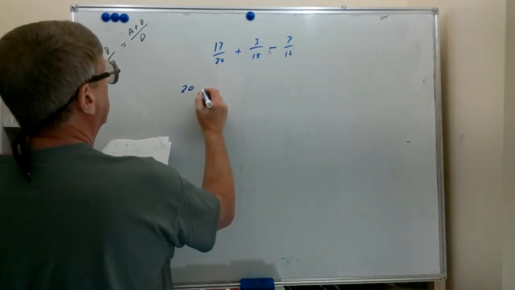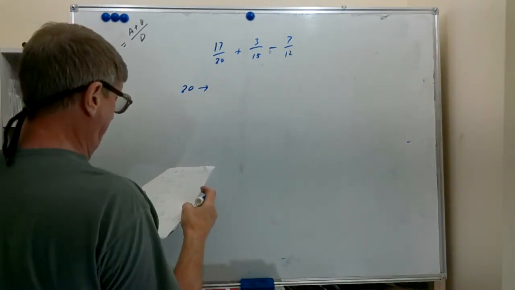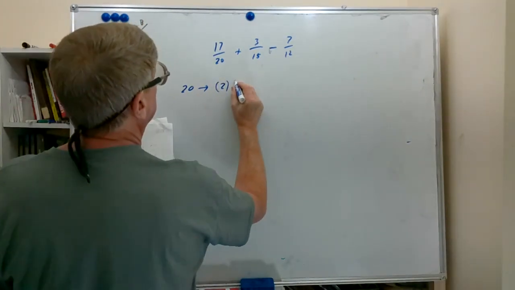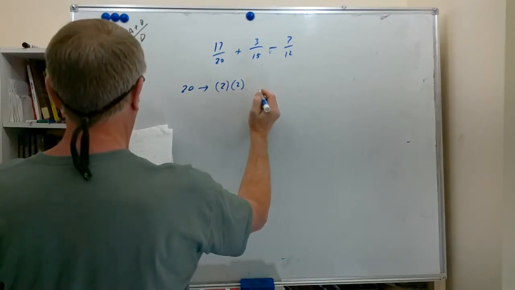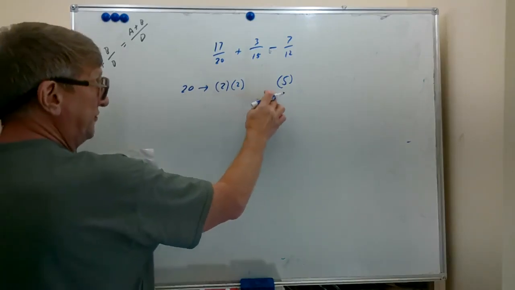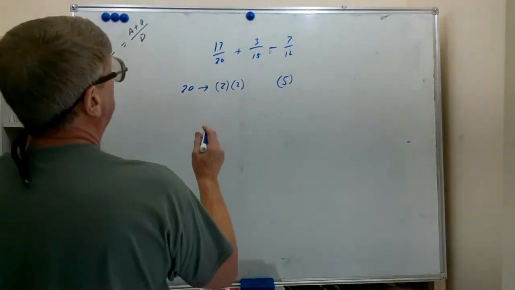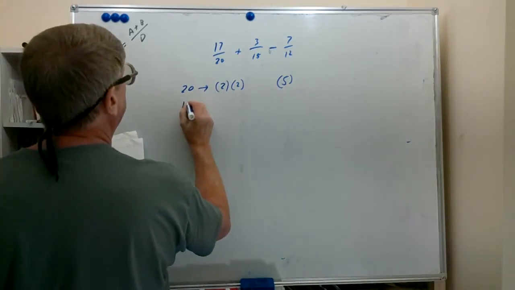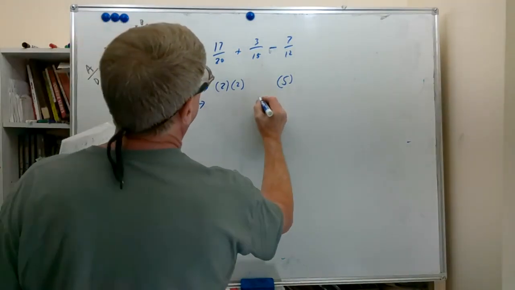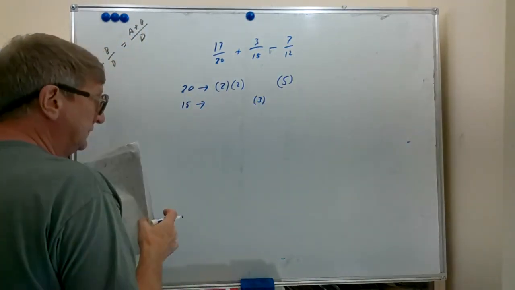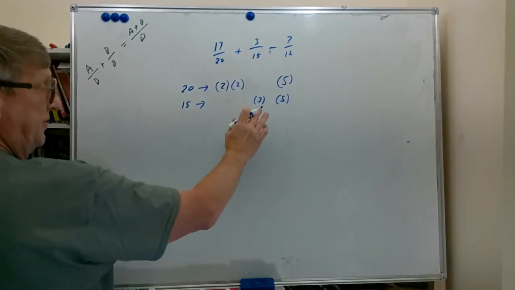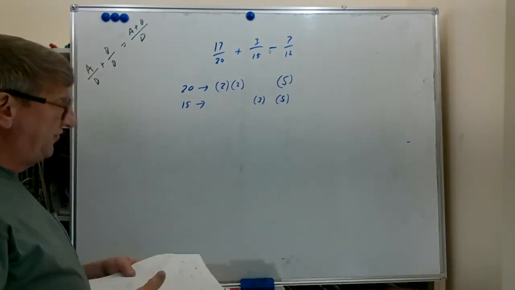With 20, we have factors of 2, 2, and 5. These are prime factors. 2 times 2 is 4 times 5 is 20. Let's do the same thing with 15. Well, 15, we have a 3 and a 5. These are prime numbers. 3 times 5 is 15.